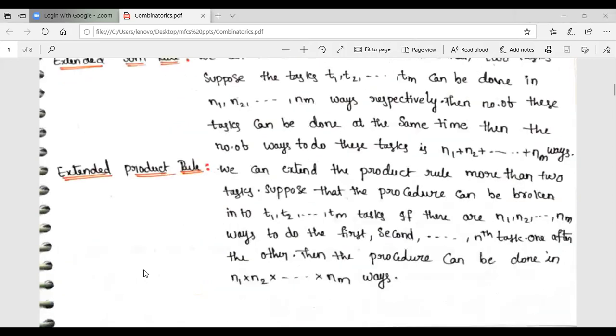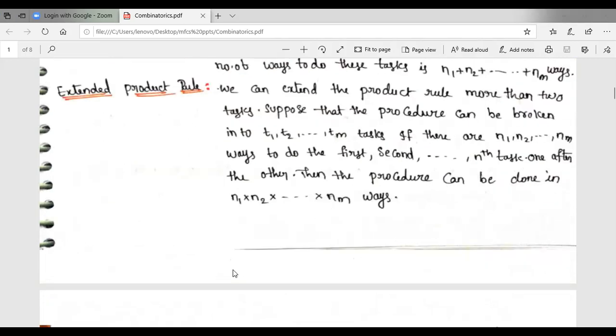Extended product rule. We can extend the product rule to more than two tasks. Suppose the procedure can be broken into tasks T1, T2 and so on TM, and there are N1, N2 and so on NM ways to do the first, second and so on task, one after the other. Then the procedure can be done in N1 into N2 into and so on NM ways. So these are the counting principles: sum rule, product rule, extended sum rule and extended product rule.